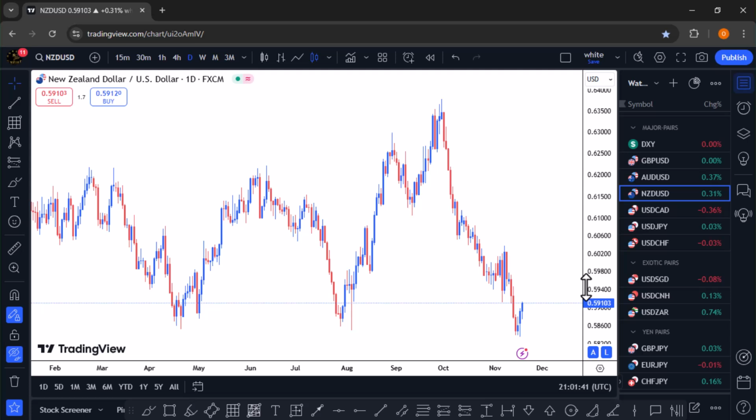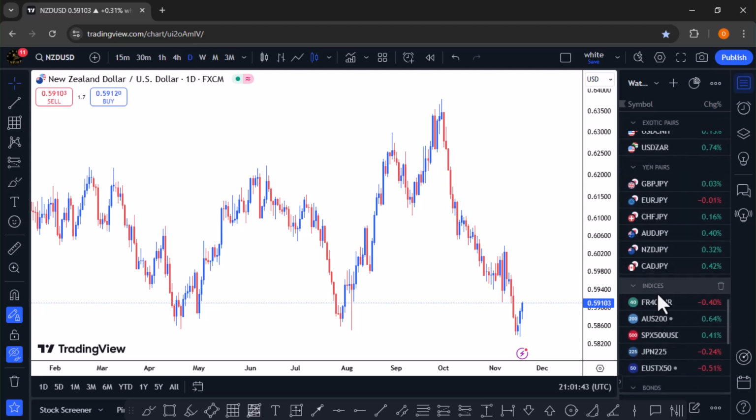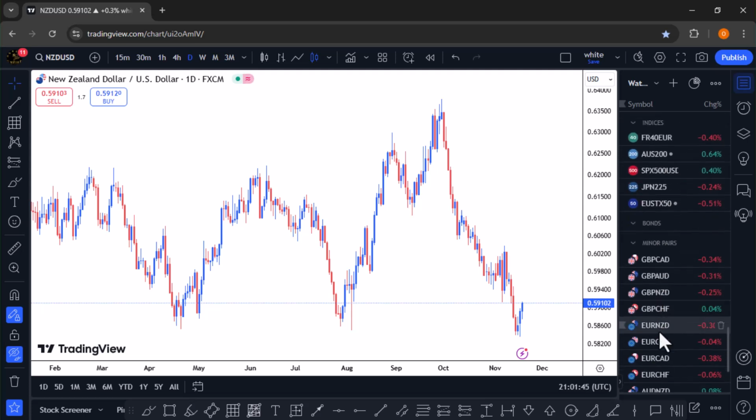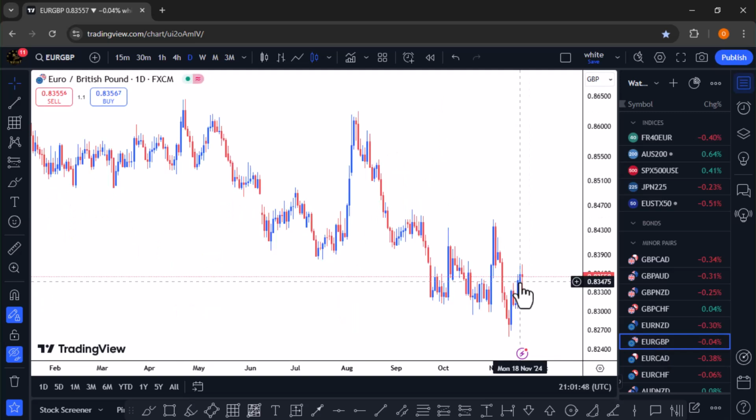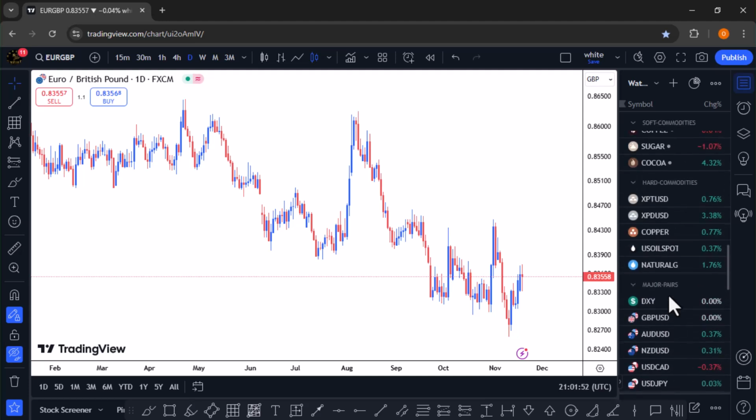So Euro GBP, you guys are seeing profit right here in the VIP community. So if you are in the VIP community right now, your trade is in profit. All right.